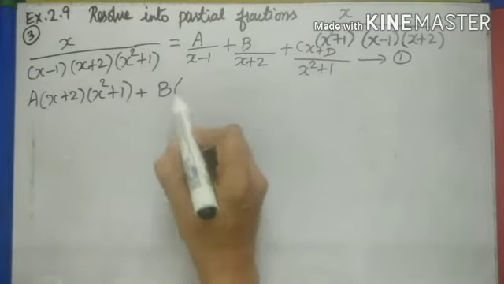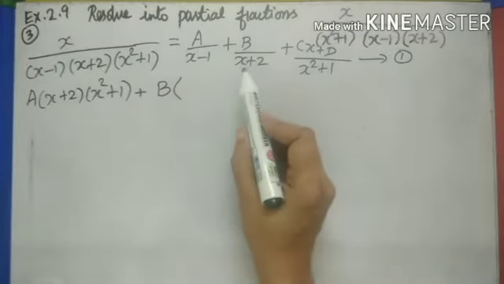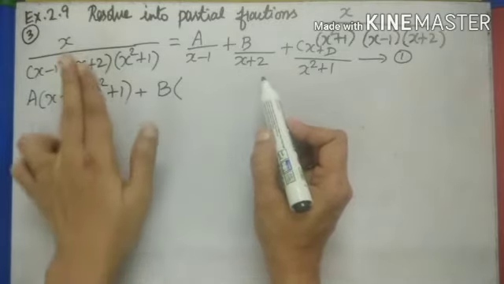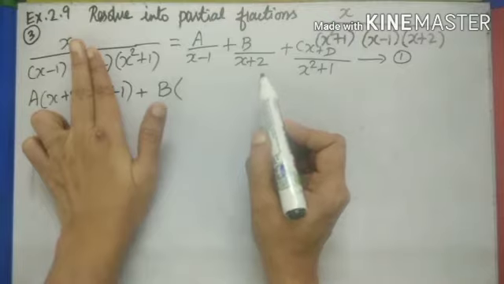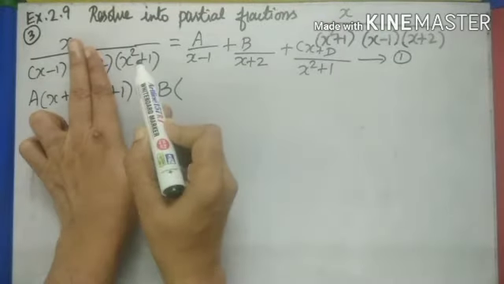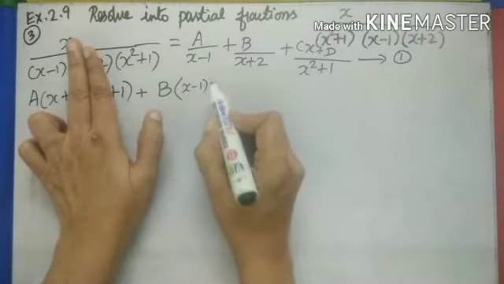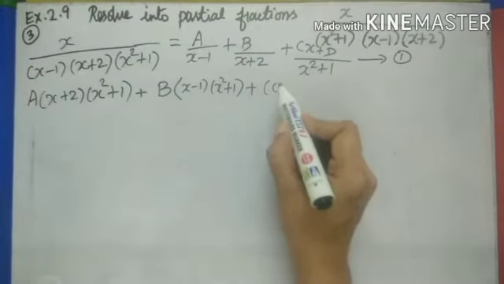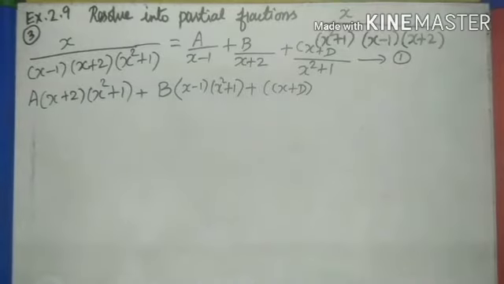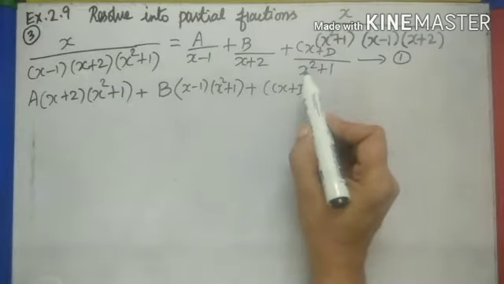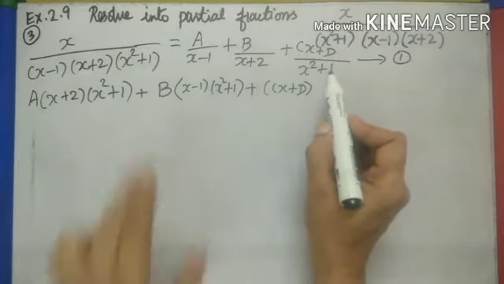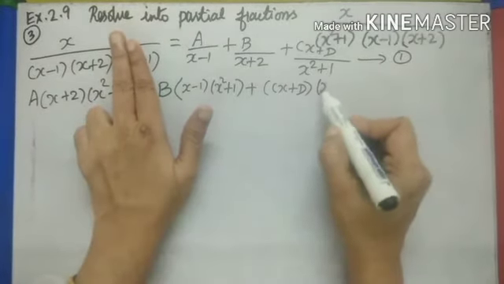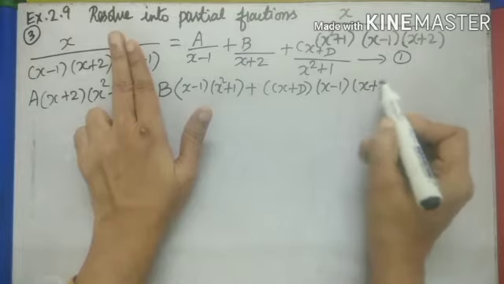Similarly, b into, what is coming here? X plus 2. So, let me hide x plus 2. What is remaining? X minus 1, x square plus 1. And the third one is cx plus d. What is the denominator? X square plus 1. So, we have to hide x square plus 1. What is remaining? X minus 1, x plus 2.